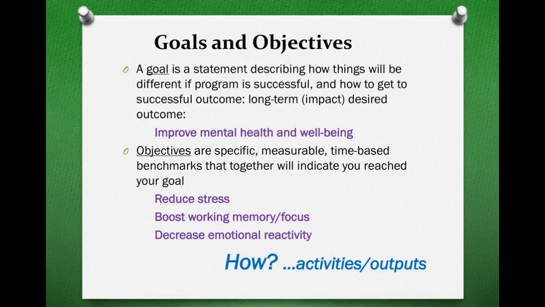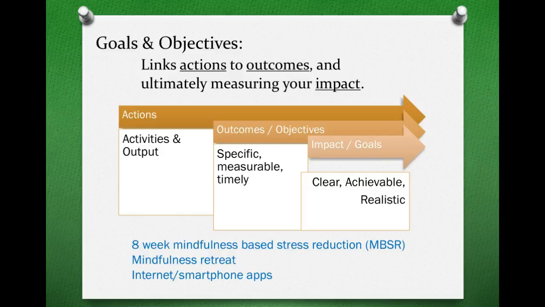And the how comes in the activities in our program and the outputs in our program. And by the way, these objectives, I just picked them just as examples. Another way to look at this, so we have our impact and goal, we have our outcomes and objectives. So how do we get to those outcomes and objectives? Those are the activities and outputs. So I put just some examples down here.